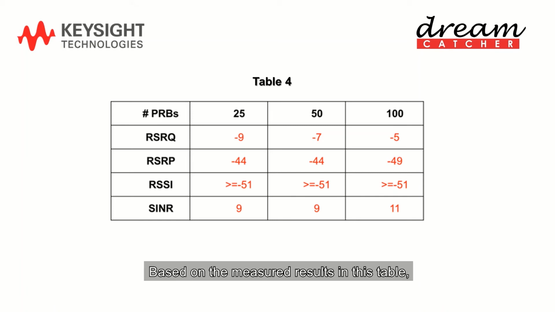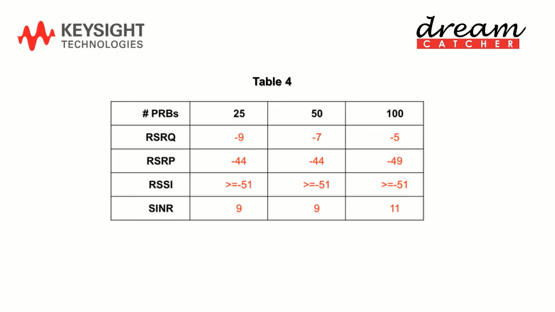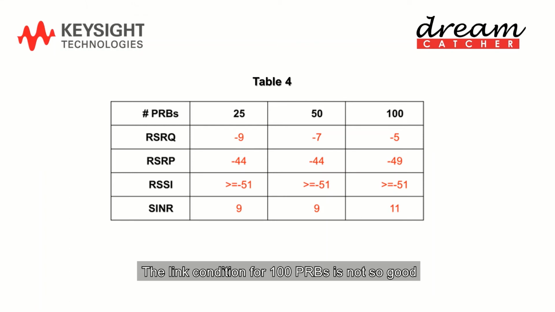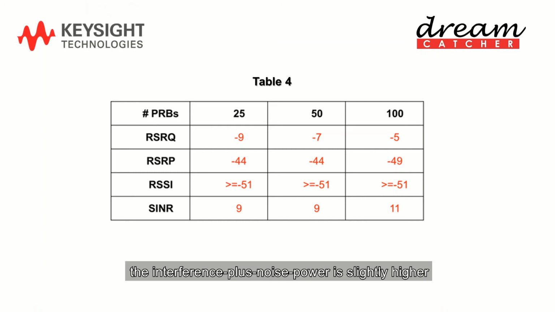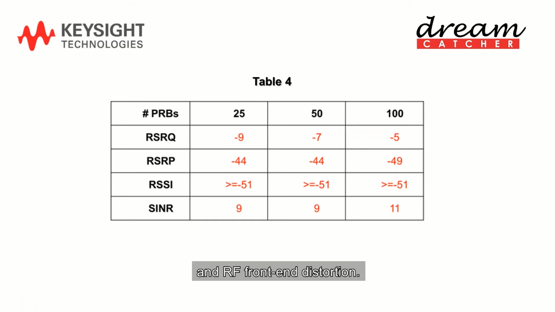Based on the measured results in this table, the best link is achieved for 50 PRBs. The link condition for 100 PRBs is not so good due to the low received signal power. For 25 PRBs, the interference plus noise power is slightly higher compared to that of the 50 PRBs, probably due to higher noise caused by synchronization error and RF front-end distortion.